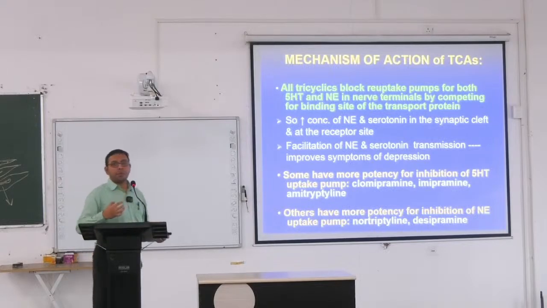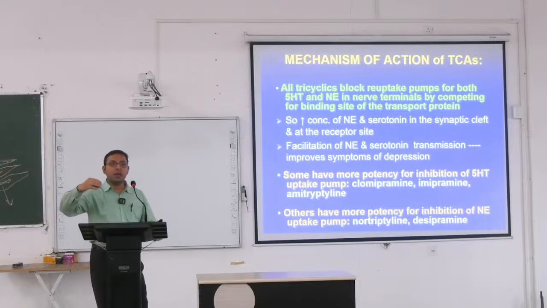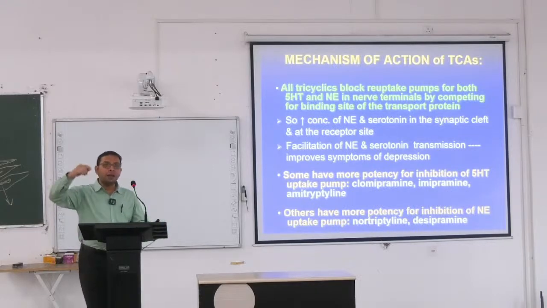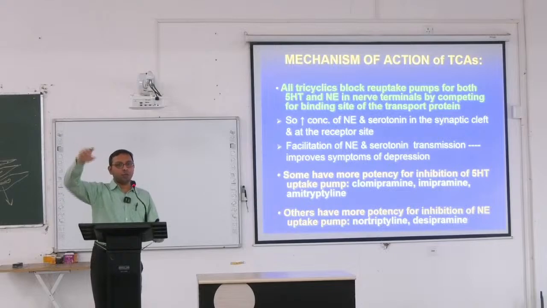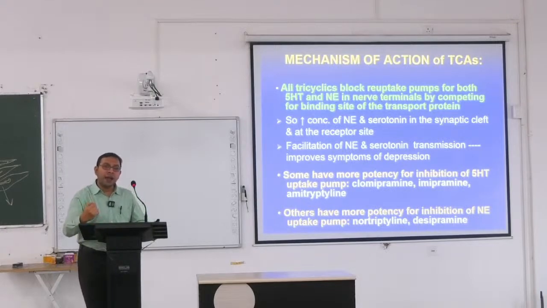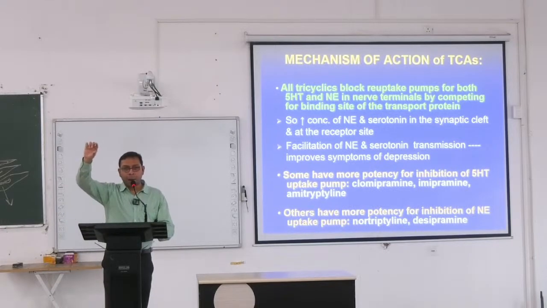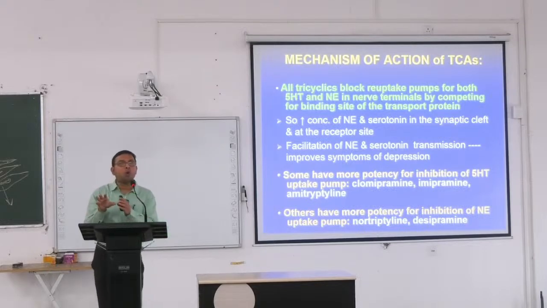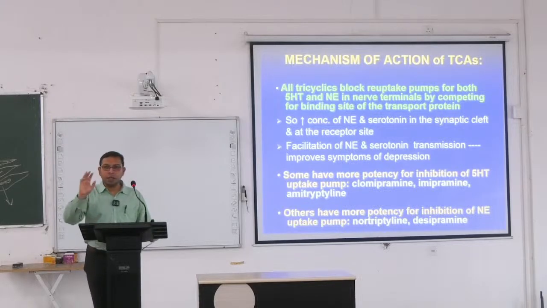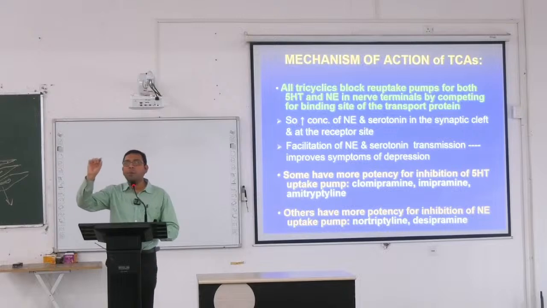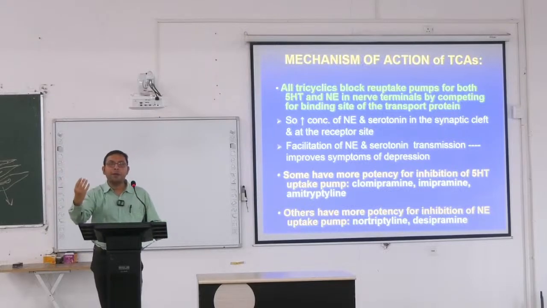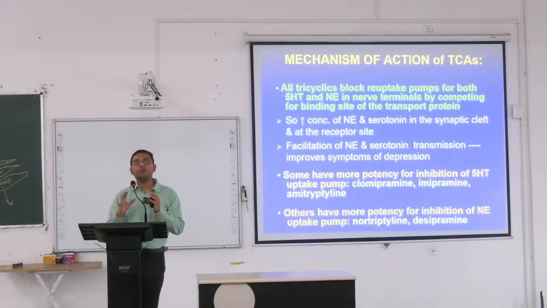They block the reuptake pumps, because when norepinephrine and serotonin come into the synaptic cleft, a major part is taken back to the presynaptic neurons. Some part goes to the postsynaptic neurons, and that ultimately causes the different types of activity. So if we are blocking this reuptake pump, there will be more availability of these monoamines, more commonly norepinephrine and 5-hydroxytryptamine, that is serotonin. When there is more availability in the synaptic cleft, they will act more on the postsynaptic receptors. So there will be postsynaptic modifications, there will be activity, and ultimately the depressive symptoms are improved.